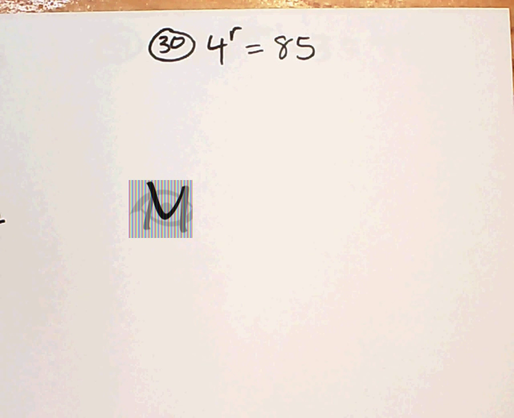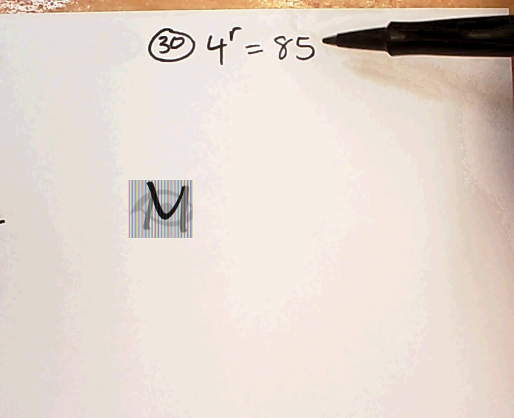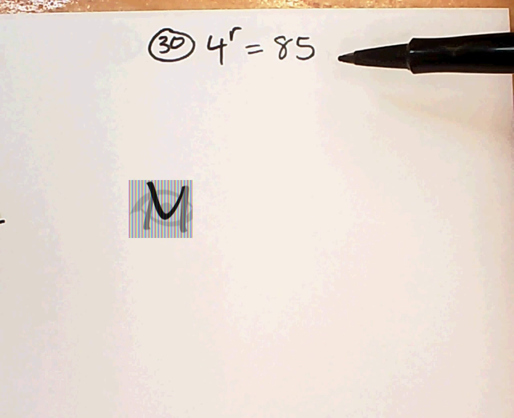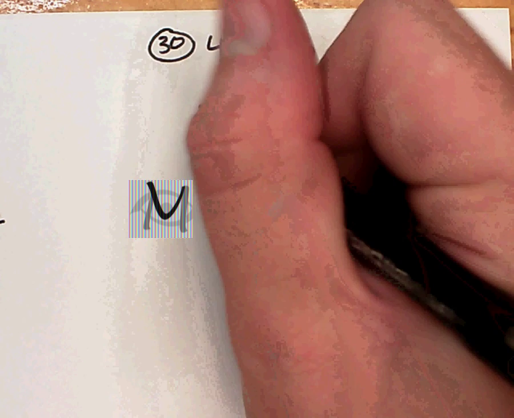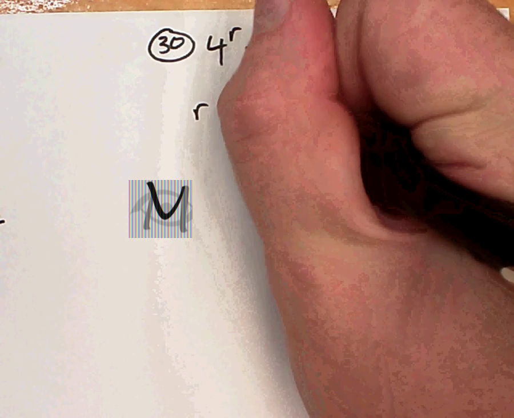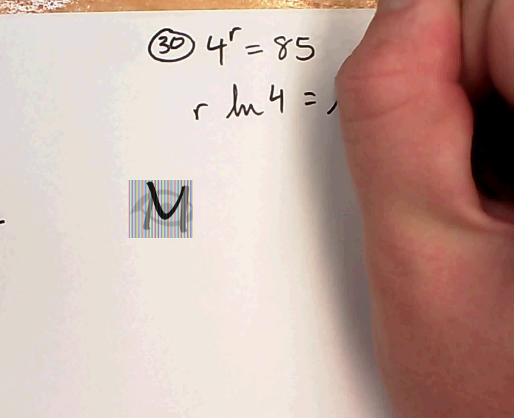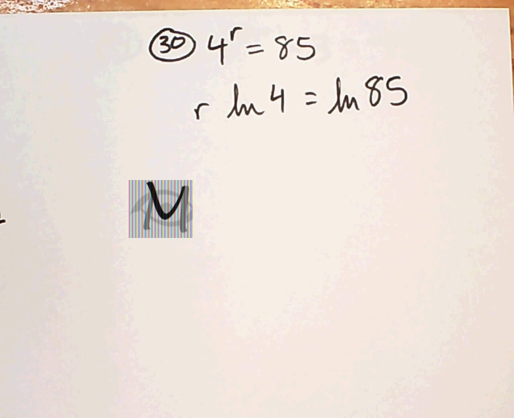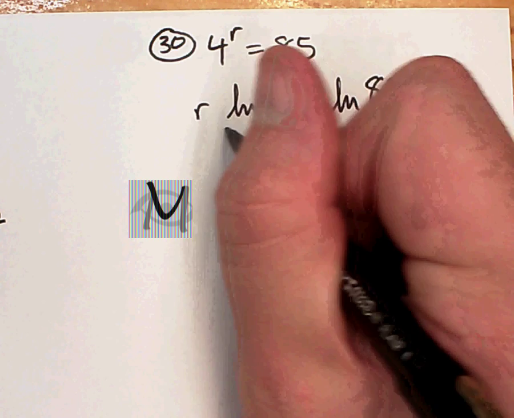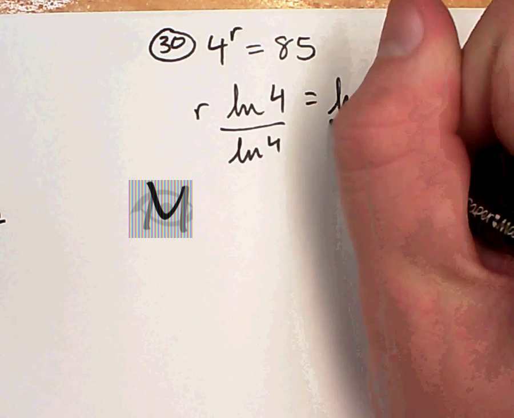Number 30. Okay, 4 to the what power gives me 85? I have no idea. I can't figure that out on my own. I'm going to have to use a natural log for this. So r is your exponent. Using natural log, r times natural log of 4 is equal to natural log of 85. I need to get the r by itself, so I'm going to divide both sides by natural log of 4.